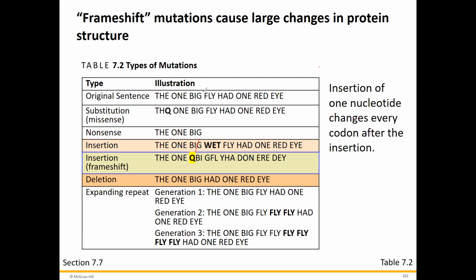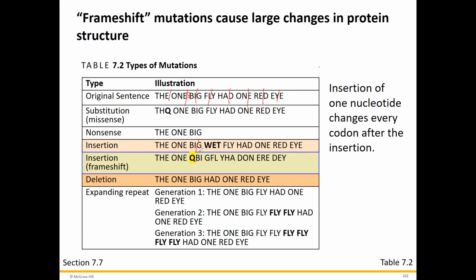Okay, we have to go up here to the original, not the insertion of a new codon. So the one big, all right, let's put the Q in here. So I'm transfer RNA. I can only read 3 letters. So I read these 3. I read these 3. There's QBI, GFL, YHA, DONERE, DEY. So you can see that's where these came from.